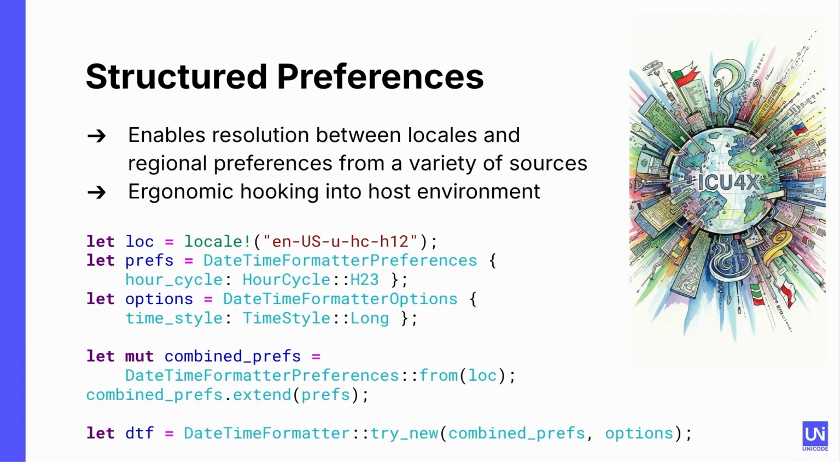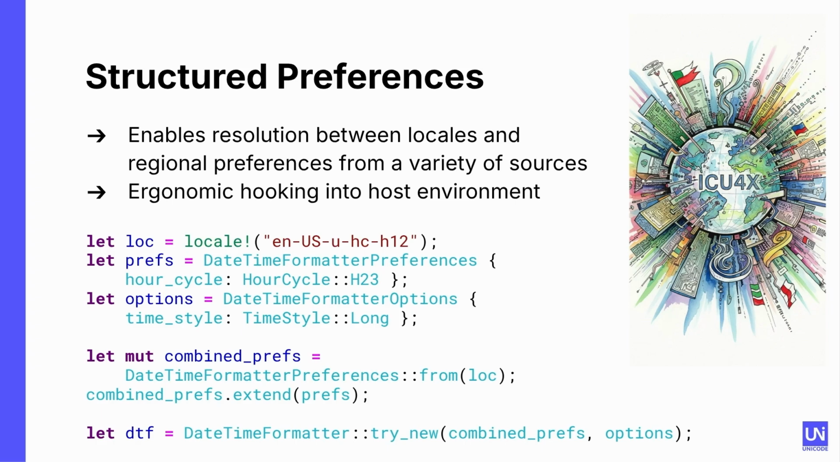Structured preferences is this new feature we have in ICU4X. It enables resolution between locales and regional preferences from a variety of sources, as well as ergonomic hooking into the host environment. So what this means is when you use locales, most programs are written with locales. ICU4X likes locales too, works with locales. But oftentimes you want to be able to source the locales from multiple different places, maybe from the host, maybe from user settings, right? And you want to be able to do this in a type-safe way.